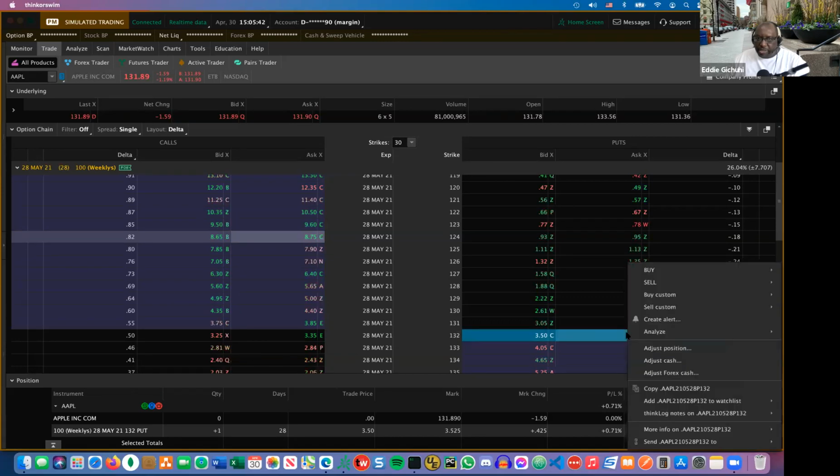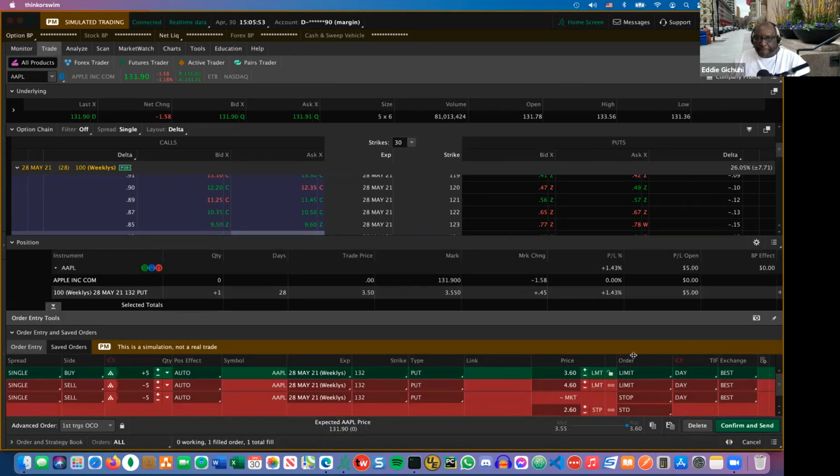So I right click, I buy custom, choose with OCO order. Now there's different scenarios for these other ones, but right now we're just going to go with OCO bracket. And now I'm presented with an order screen that says, this is the price at which you're buying, right? The 460 is the price that it is going to close. It is going to sell it at $4.60. That means I will only make $100 since I'm buying one contract.